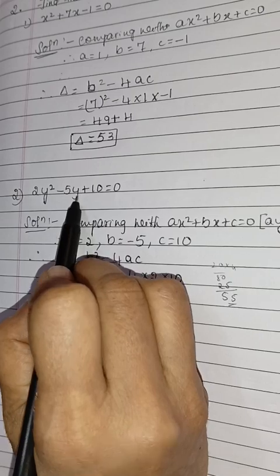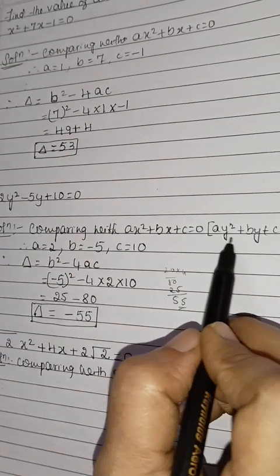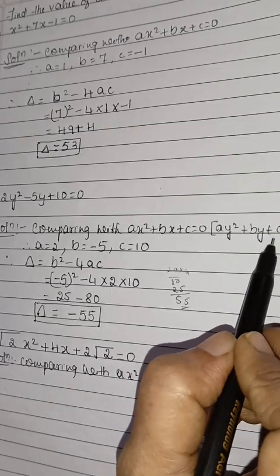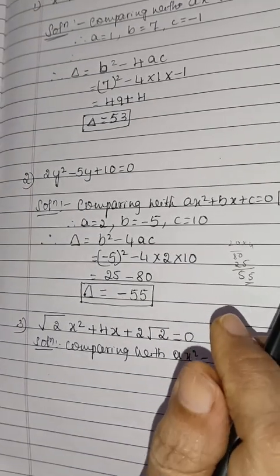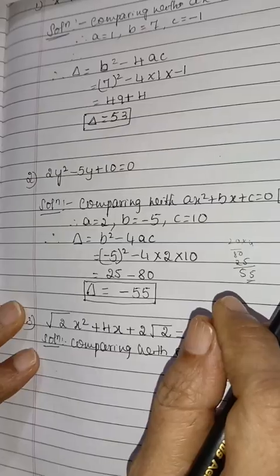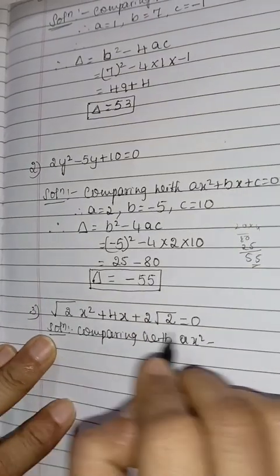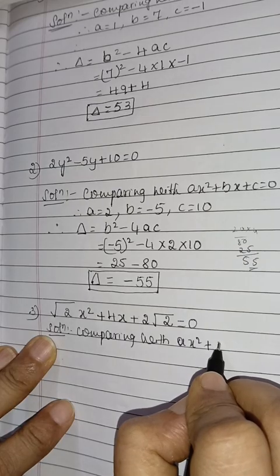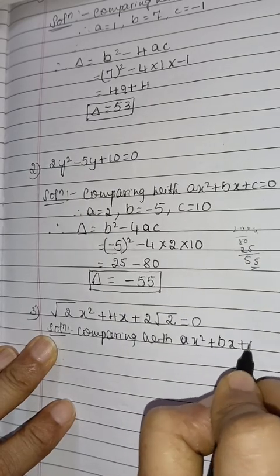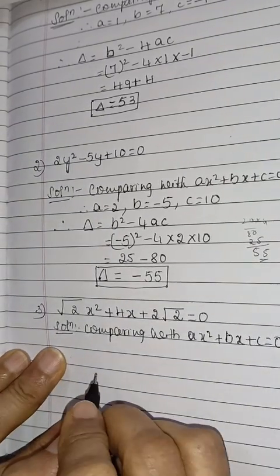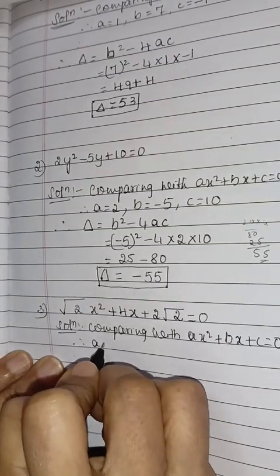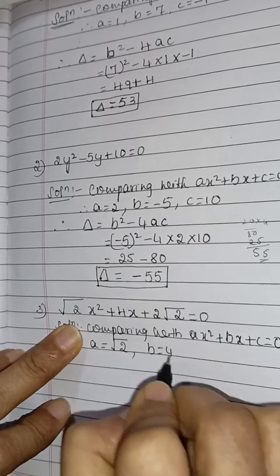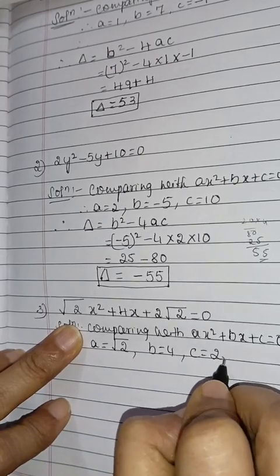Now its variable is y. So while writing you have to write in this form, a y square plus b y plus c equal to 0. Okay. So here also, it is ax square plus bx plus c equal to 0. Therefore a is root 2, b is 4, c is 2 root 2.